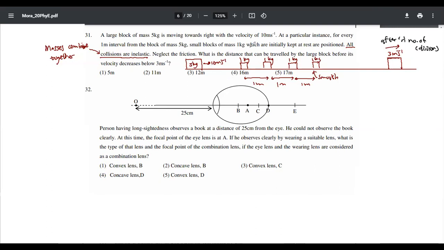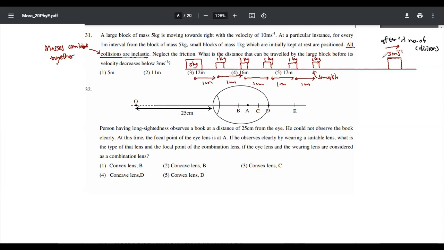But I think I made a mistake here. For every 1 meter interval, there is a box. I'll draw another one. Initial velocity is 10 meters per second. So for every 1 meter interval, there is a box. If it has collided with 4 boxes, that means it has traveled how many meters? 4 meters. 1, 2, 3, something like that. 1 meter, 1 meter. All right.